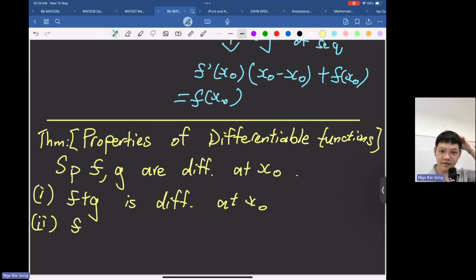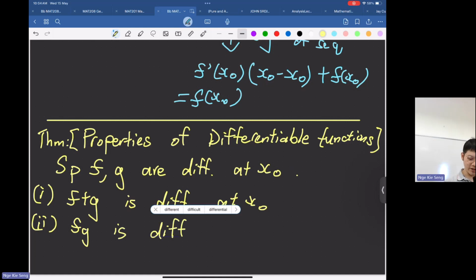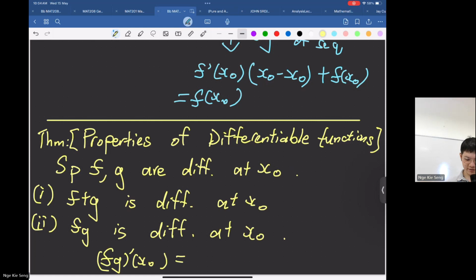Sure, can, also can. Do we want to write it out? Maybe we just make it into the sum. Okay. And then what else? f times g is differentiable. What is the definition then? What is the formula? If f times g is differentiable, do you know what the formula is?